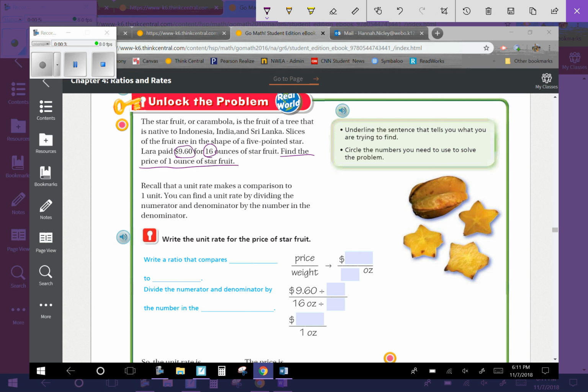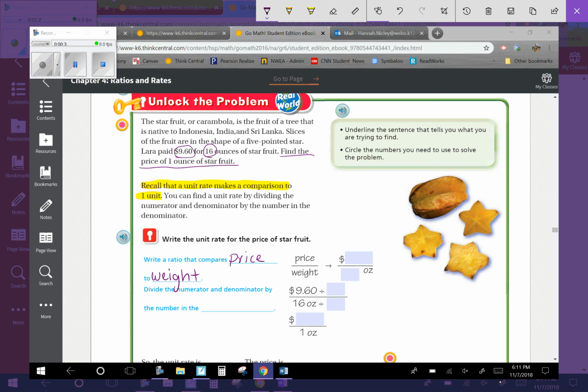Recall that a unit rate makes a comparison to 1 unit. You can find a unit rate by dividing the numerator and denominator by the number in the denominator. So to write the unit rate for the price of star fruit, we're going to write a ratio that compares price, because we have a certain amount of dollars, to weight.